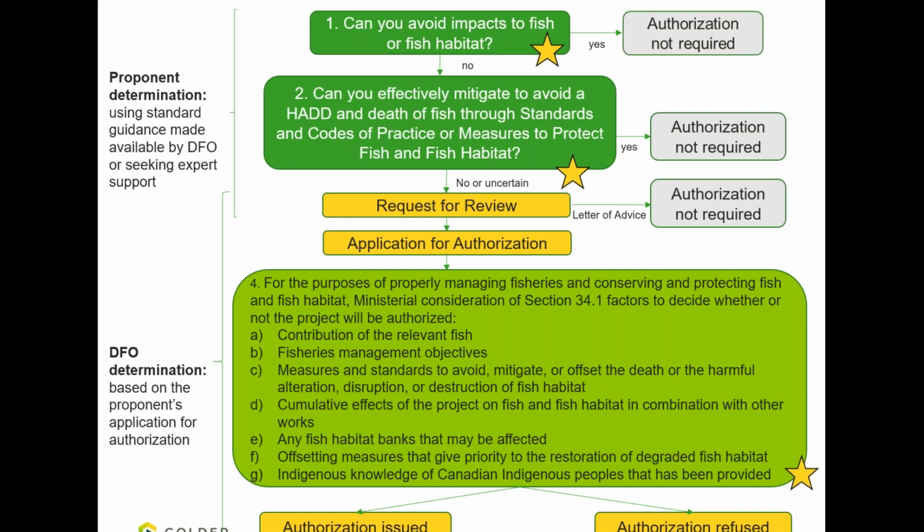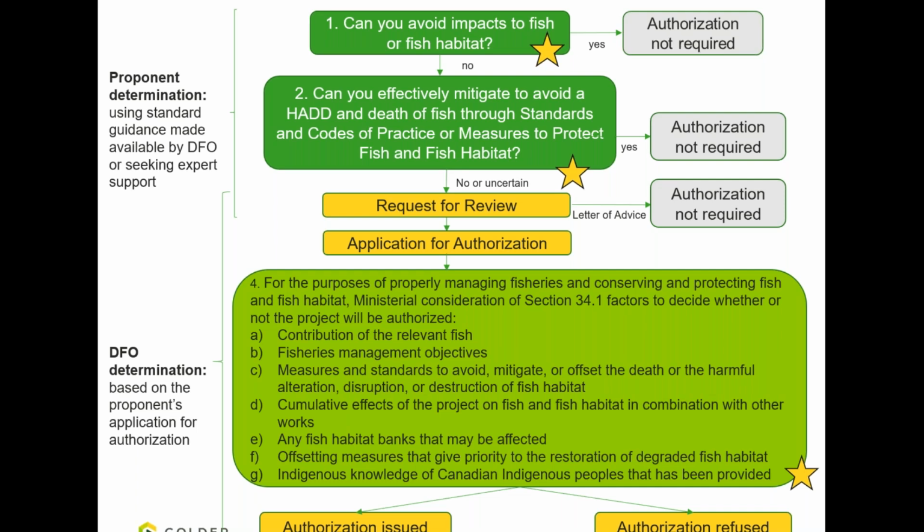And with that, for those site-specific conditions and activities, if DFO believes that the impacts can be effectively mitigated, you're likely to receive a letter of advice. But if you can't, and there are residual effects outstanding, they would reply that the project would need to go through an application for authorization.